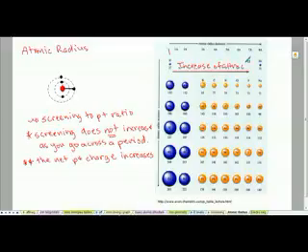And so what we're doing is we've got more positive charges as we go across. That, of course, will increase the attraction. So as we go across our periodic table, we're going to see a net increase in the force of attraction.